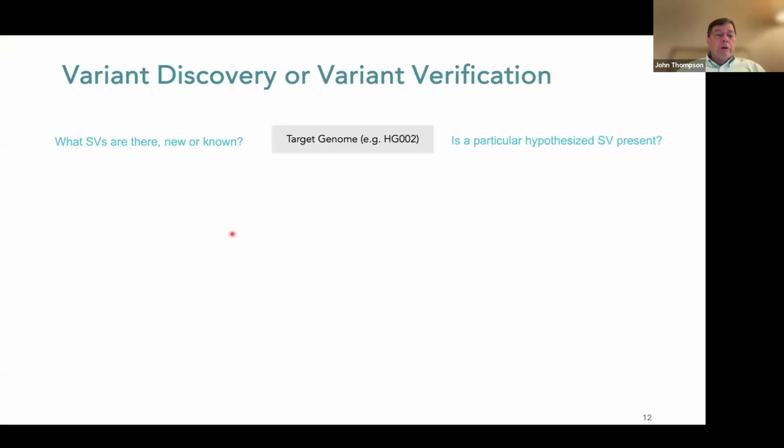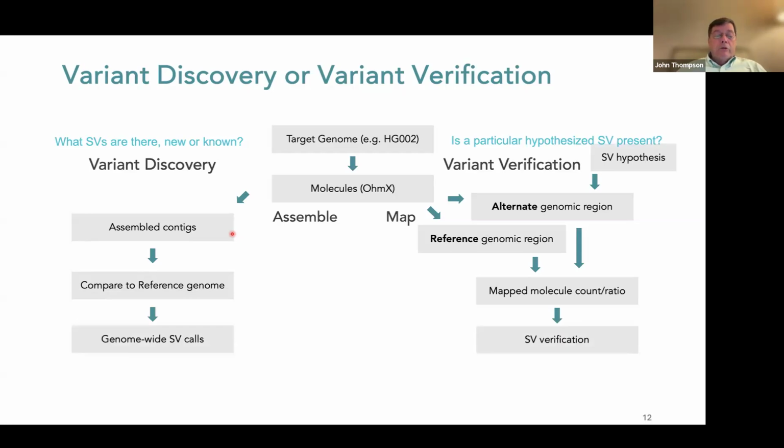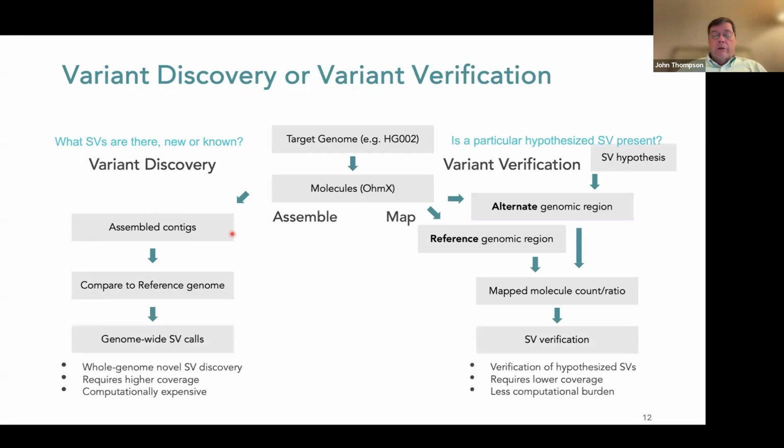So I mentioned the 2 different pathways, the variant discovery and the variant verification. And I'll be talking a lot about HG002, which is one of the main samples that we take a look at. So the question is, do you need to look at new structural variants, or do you care about a particular hypothesized one? You just generate the same set of molecules for each, and then you either assemble into contigs or just map versus the reference genome and the alternate genome. You compare the variant discovery assembly to the reference genome. With the variant verification, you just count how many go to the reference, how many go to the alternate, and you get either genome-wide structural variant calls or verification of the one of interest. Again, the advantage of the discovery is that you get everything, but it does require higher coverage. It is more computationally expensive. And in fact, you can also verify those again using variant verification if you want, using that same data.